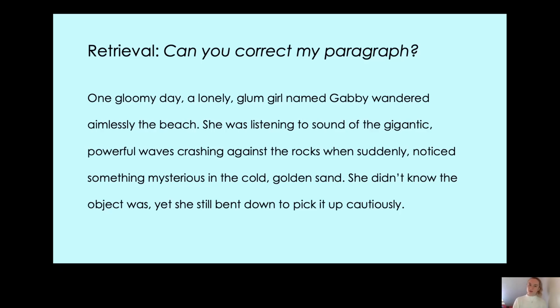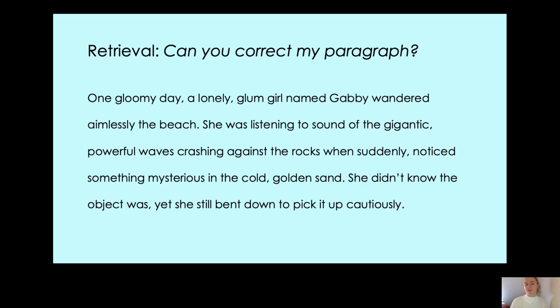So here you go. Here's the paragraph that we're going to look at. One gloomy day, a lonely glum girl named Gabby wandered aimlessly the beach. She was listening to sound of the gigantic, powerful waves crashing against the rocks when suddenly noticed something mysterious in the cold, golden sand. She didn't know the object was, yet she still bent down to pick it up cautiously. Now, some things don't sound right in that paragraph, do they?